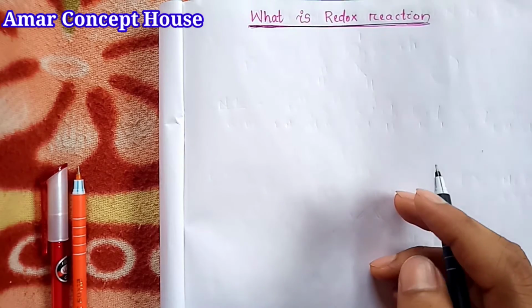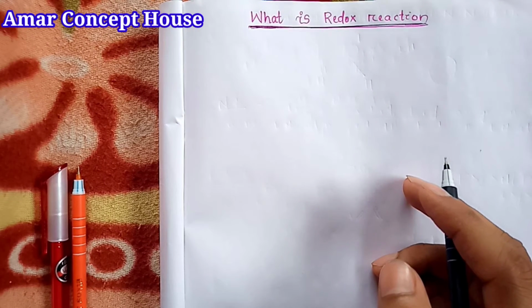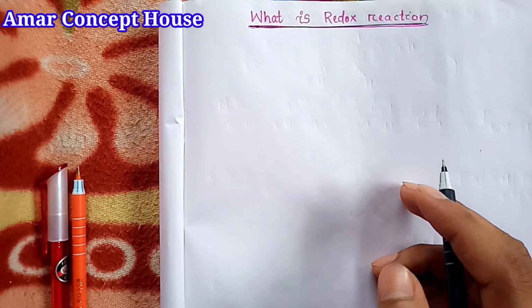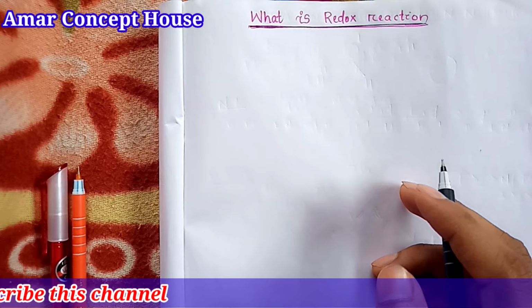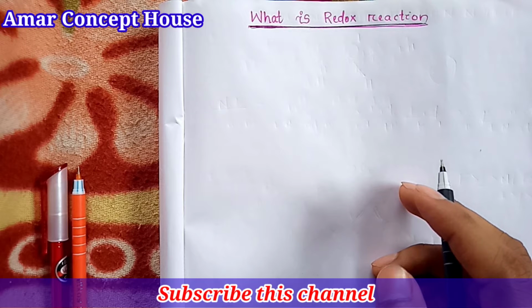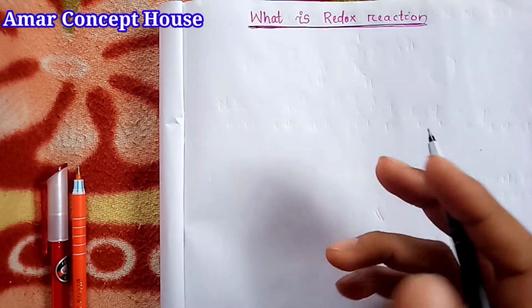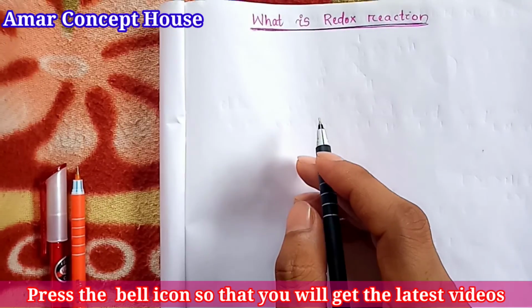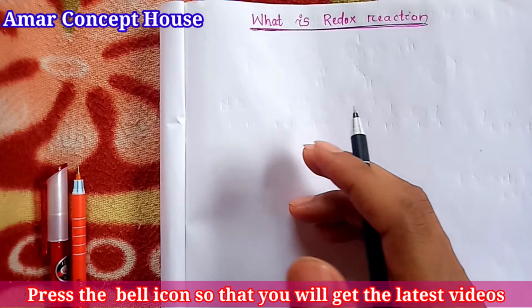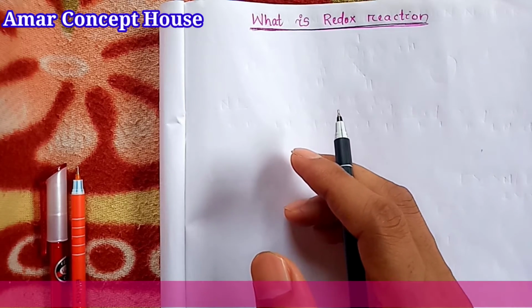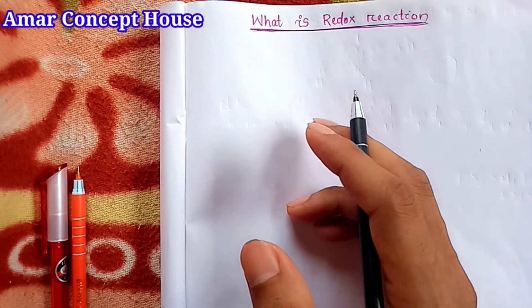Today we are going to study what is redox reaction. Before we start, first we will discuss what is oxidation and what is reduction. Simply, oxidation means loss of electron and reduction is gain of electron. Clear? Let's come to know about oxidation and reduction in detail.